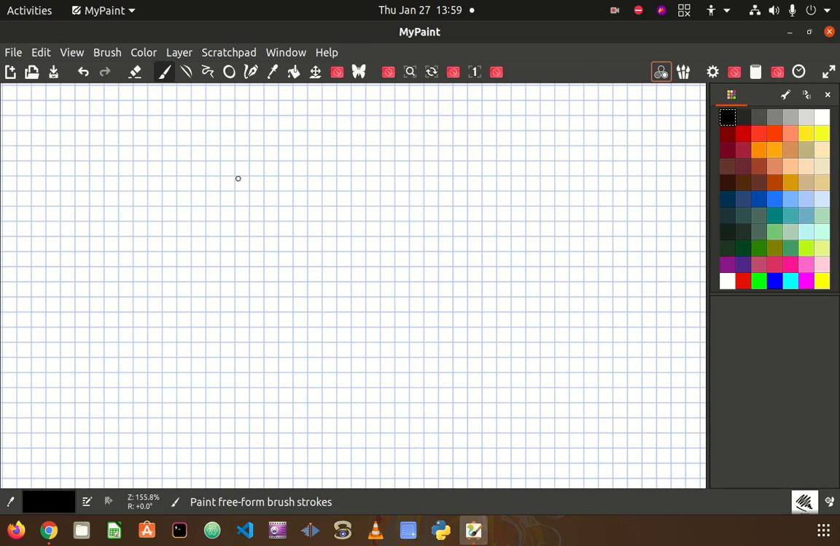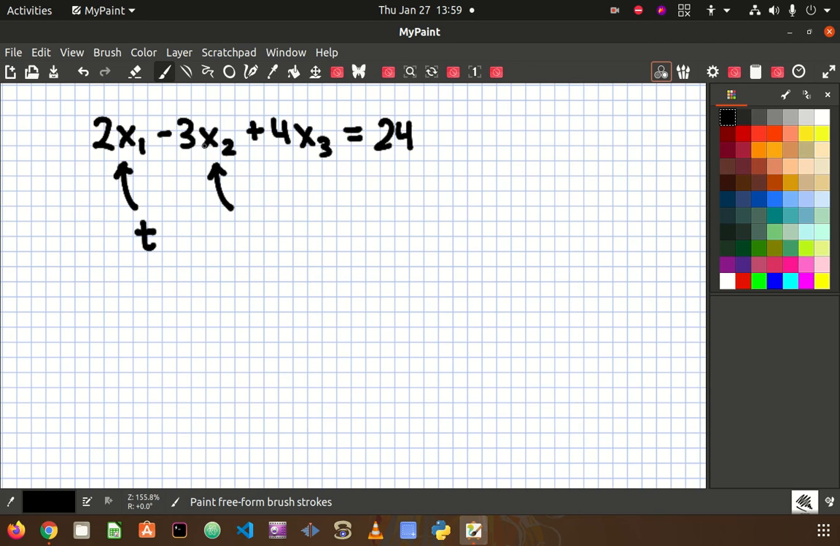How do you parameterize something that has more than 2 variables, more than 2 unknowns? So let's say I have 2x1 minus 3x2 plus 4x3 equals, let's say, 24. So how do we solve something like that? One thing we can do is let x1 be parameterized by t, and we can let x2 be parameterized by another parameter called s. And then we solve for the unknown x3.